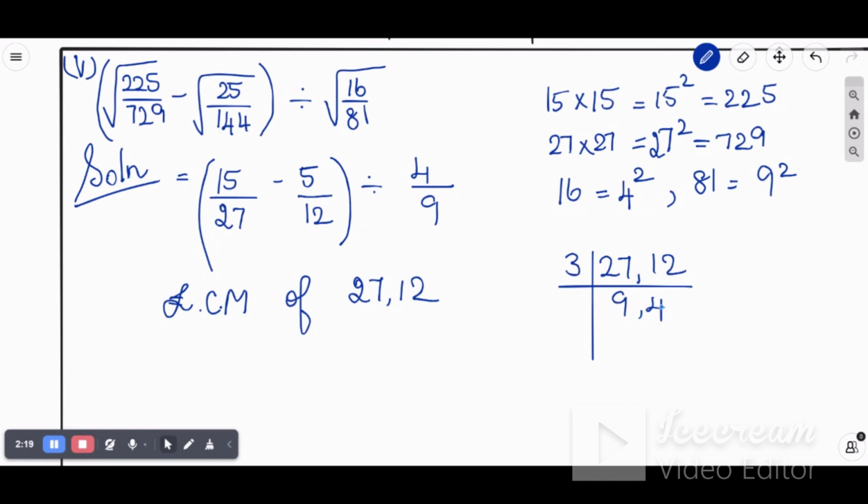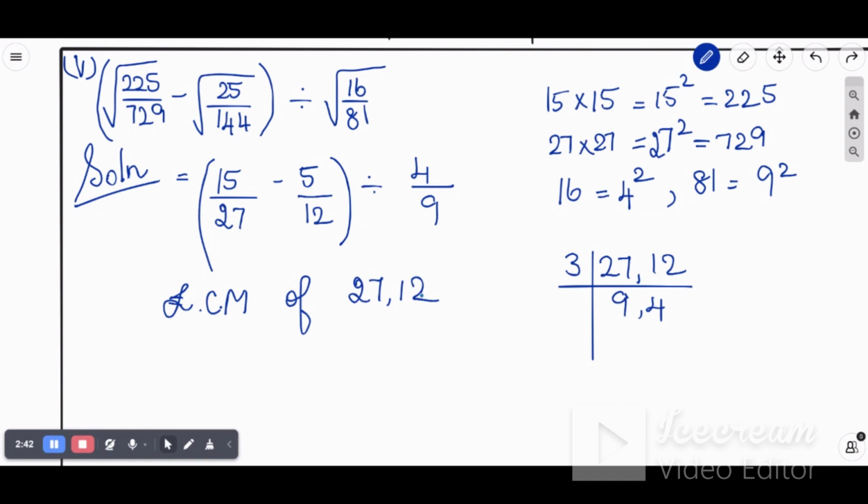And then do we have anything in common? 9 and 4. 3 3s are 9 and 2 2s are 4. So we don't have anything in common. Another thing with LCM is, if you are sure that there is nothing common between these two, you can stop here also. These are co-primes. Co-primes mean they don't have any common factors. So you can stop here.